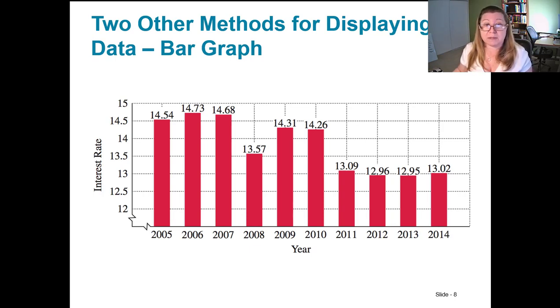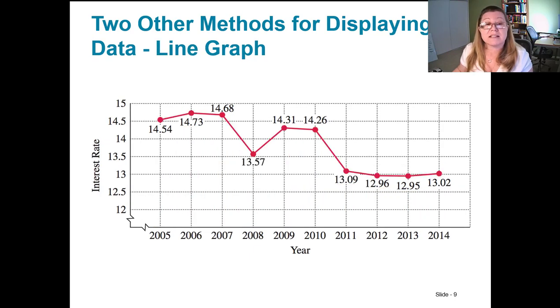Another way of displaying data, which I think makes a lot of sense, is by doing a line graph, meaning you have your points, but then you connect your points. And the reason why you might want to do this is to see if there are any trends going on.